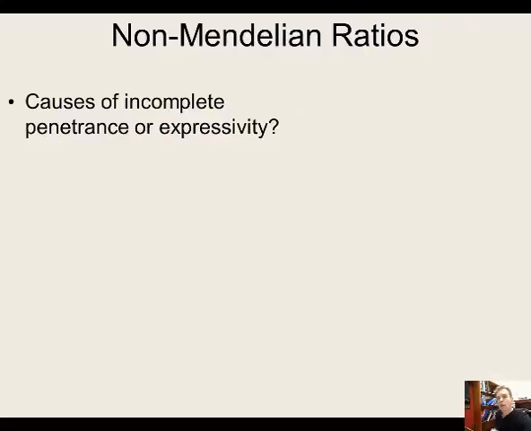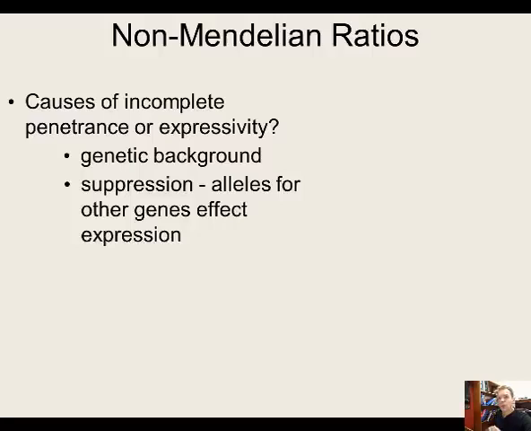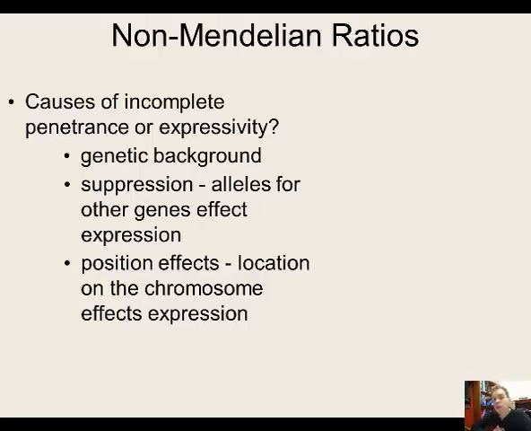So, what causes incomplete penetrance? Like I said, there's genetic background. You can have effects from other genes that would be included in the genetic background. For example, some other genes that are not part of the cross might be suppressing the expression of the one that you are looking at. An effect called position effects also occurs sometimes. Position effects are where the location on the chromosome affects expression.